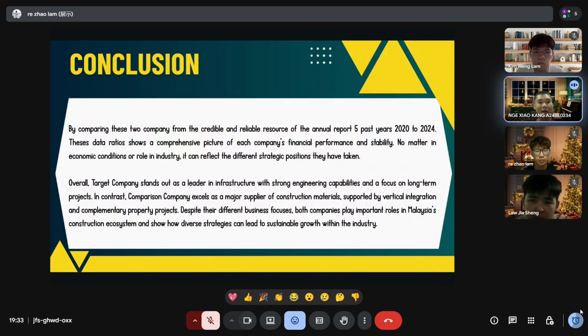Okay, for the conclusion, by comparing these two companies from the credible and reliable sources of the annual reports over the last 5 years, 2020 to 2024, this ratio data shows a comprehensive picture of each company's financial performance and stability. No matter the economic conditions or role in the industry, it can reflect the different strategic positions they've taken.